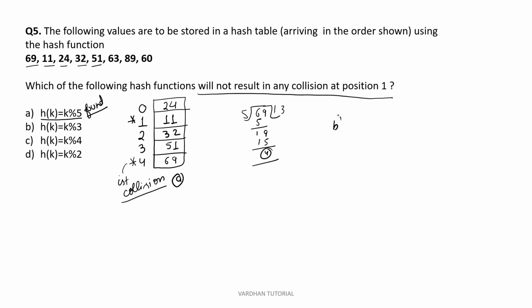Now option B. Key modulus 3. So remainder will be 0, 1 and 2. Now 69 modulus 3 will return remainder 0. 69 will be assigned here. Again 11 modulus 3. 3 3s are 9. Remainder will be 2. 11 will be assigned here. Then 24. 3 8s are 24. Remainder is 0. So collision is found at position 0. And 24 is assigned. So till this part, no collision is found at position 1 for option B. No collision.